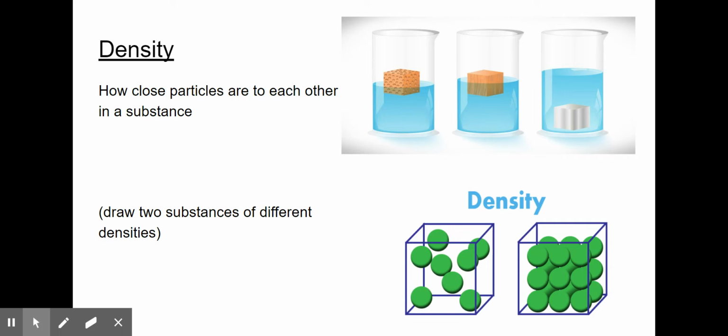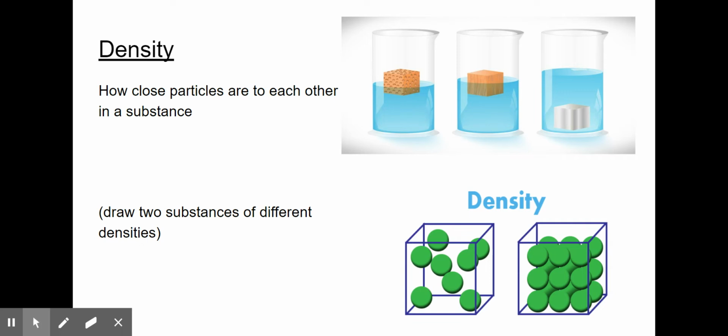Talking about matter and measurement with you guys, understanding how we measure things in science. One of the big topics and understanding we need to have is about density. And by definition, you should write this down: how close particles are to each other in a substance.